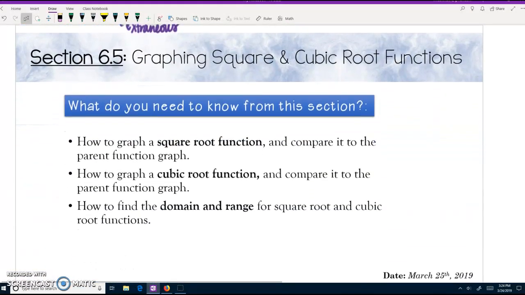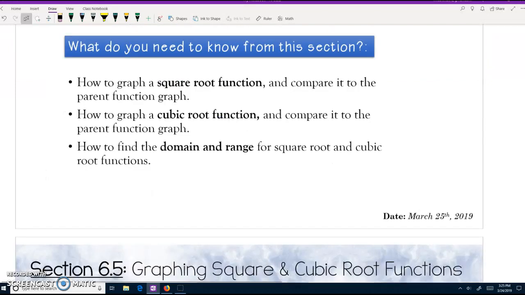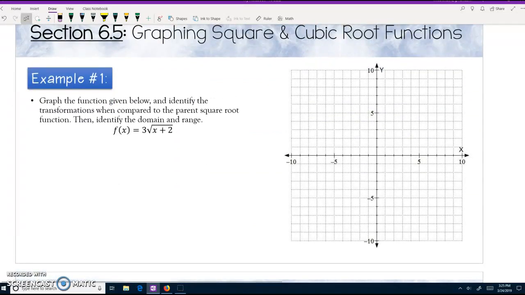Section 6.5 is all about graphing square and cubic roots. So we want to be able to graph square root functions and cubic root functions, both by plotting points and by using our graphing calculator. And then we want to be able to figure out the domain and range for those functions. So the first square root function that we have is 3 times the square root of x.